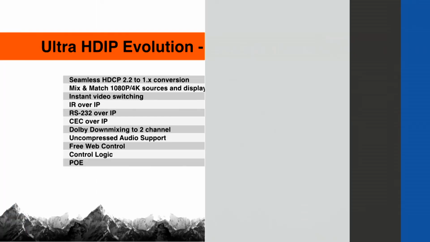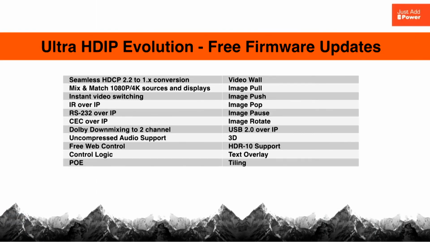And just to give you an idea, the evolution of Ultra HD IP, the various things that we do and that firmware updates have enabled for the devices, from video wall to image pull, image push, 3D capabilities, HDR10 support, USB 2.0 over IP, just by updating firmware and the different things that we were able to do with the firmware of the devices.